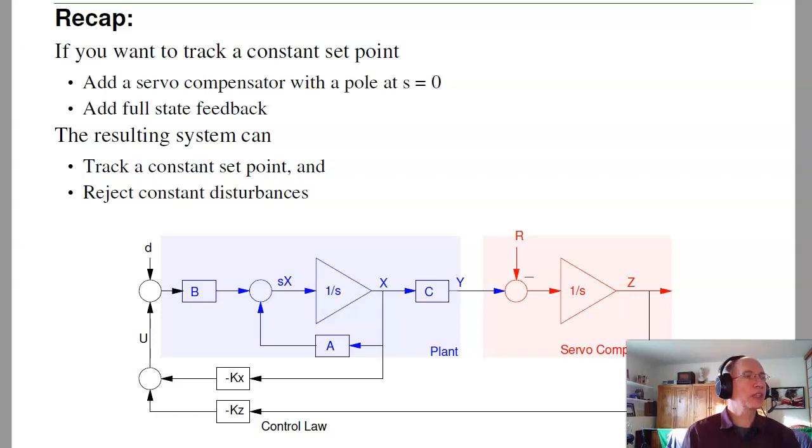Now, where we left off, if I want to track a constant set point, I add a servo compensator. What the servo compensator does is it integrates the difference between the output and the set point. Then I use full state feedback to place all 5 poles, the poles of the plant, plus one additional pole, the pole of the servo compensator, creating an augmented system. What the servo compensator does is it forces the output to track the set point, so I can track constant set points. It also allows you to reject a constant disturbance, and both reject a disturbance and track a set point.